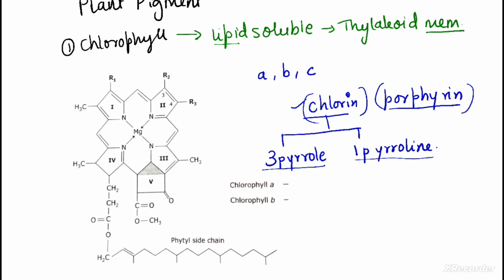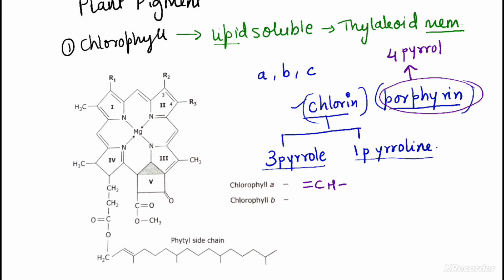However, when we talk about the porphyrin structure, it has all 4 pyrrole rings only, and there is no pyrrolene. You might get confused, but I'll simplify this further: a chlorine is a large heterocyclic aromatic ring consisting of 3 pyrroles and 1 pyrrolene linked through this particular bond.